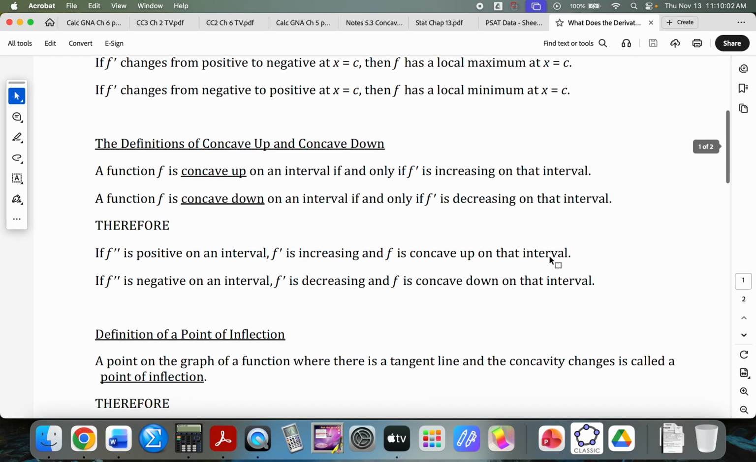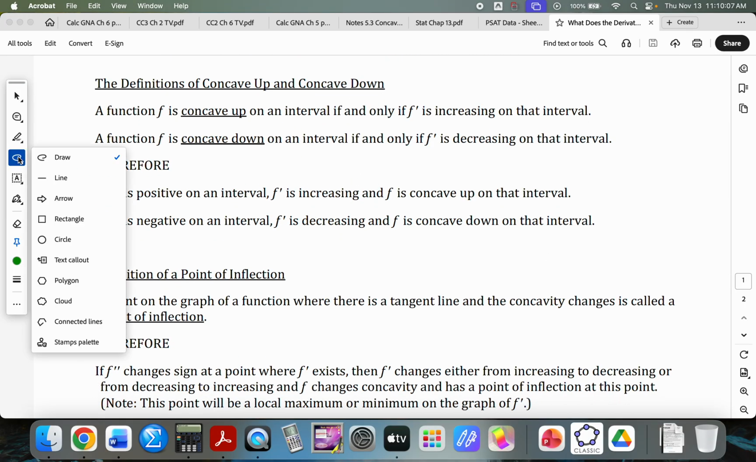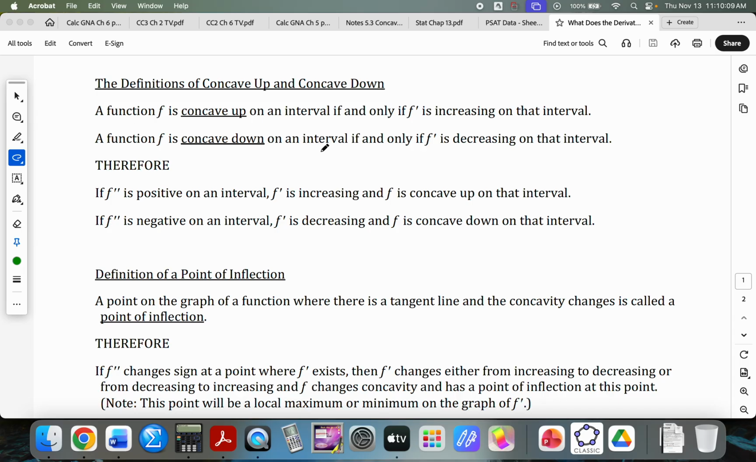Here's what we did today. Definitions of concave up and concave down. So a function is concave up on an interval if and only if f prime is increasing on that interval, and concave down on an interval if and only if f prime is decreasing on that interval. Therefore, if f double prime is positive on an interval, f prime is increasing, right? That's just one level up from that. That means it's going to be increasing, and then go another level. Now we know that f is concave up. And the same for concave down.